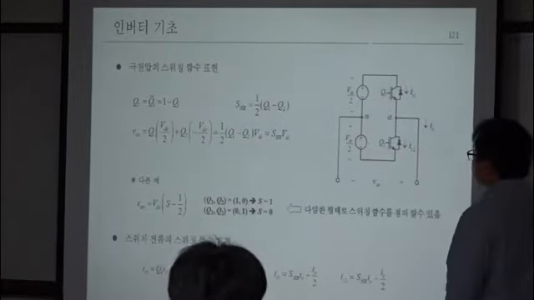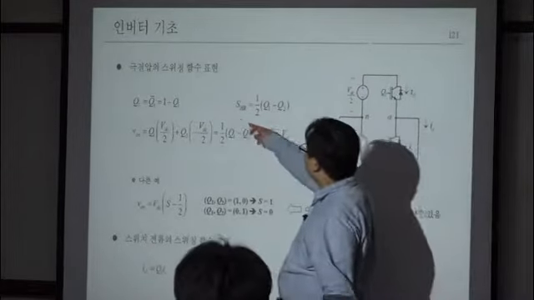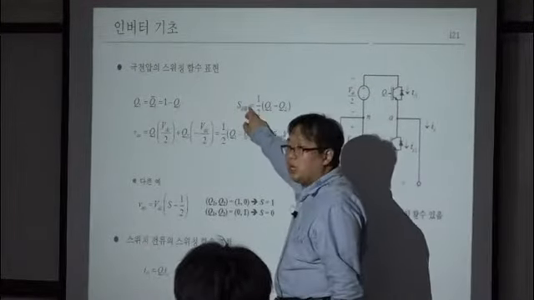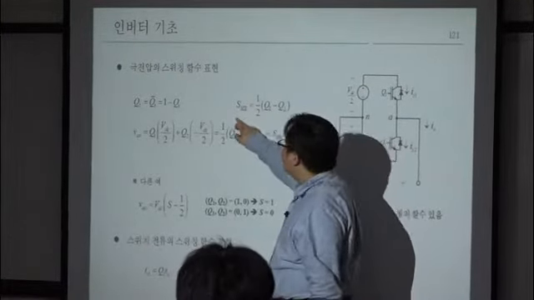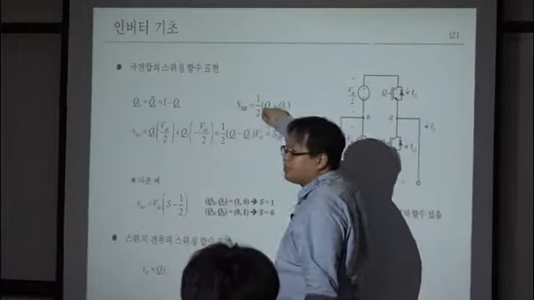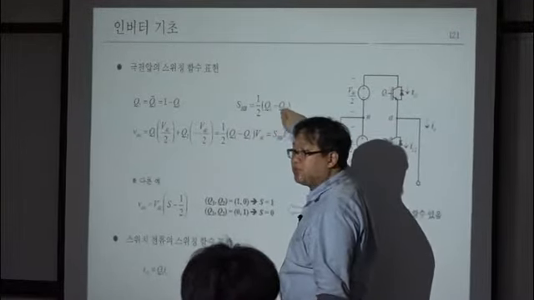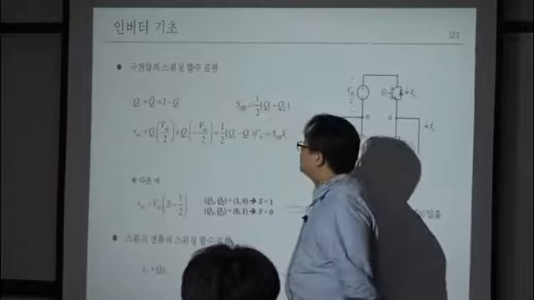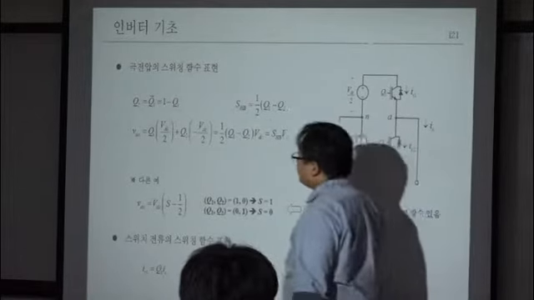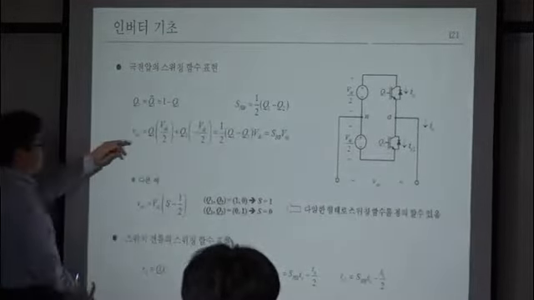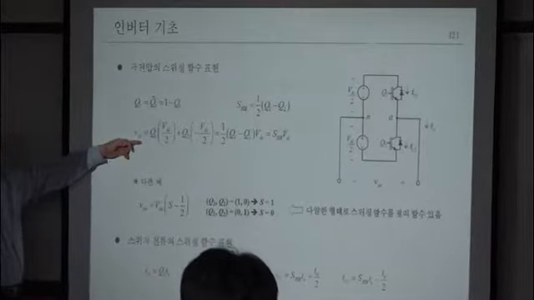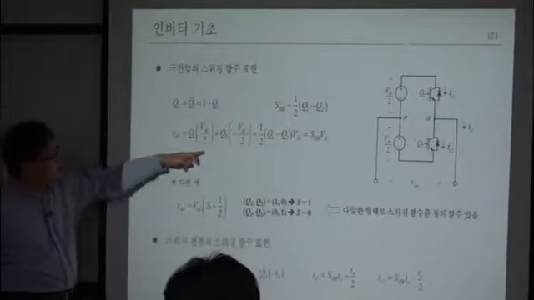And let's define your SHB. HB stands for half bridge. Your HB is 1 over 2 and Q1 minus Q2. This is just a simple definition here. Then your VAN, this is what? Pole voltage, right? The pole voltage can be written like this.